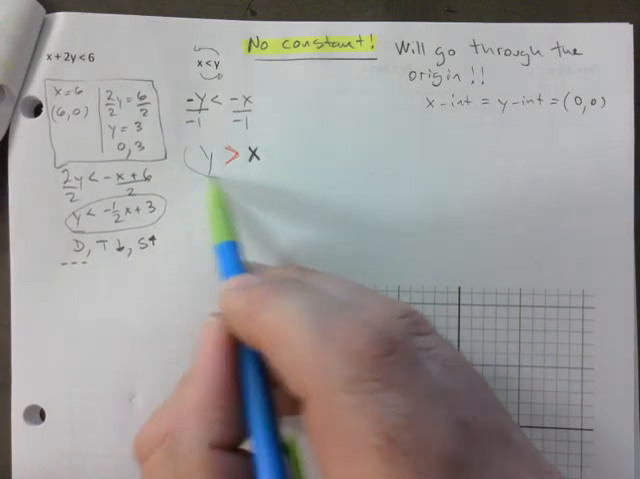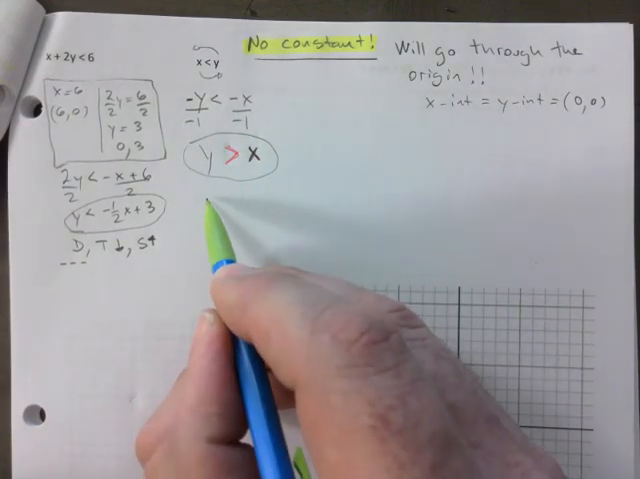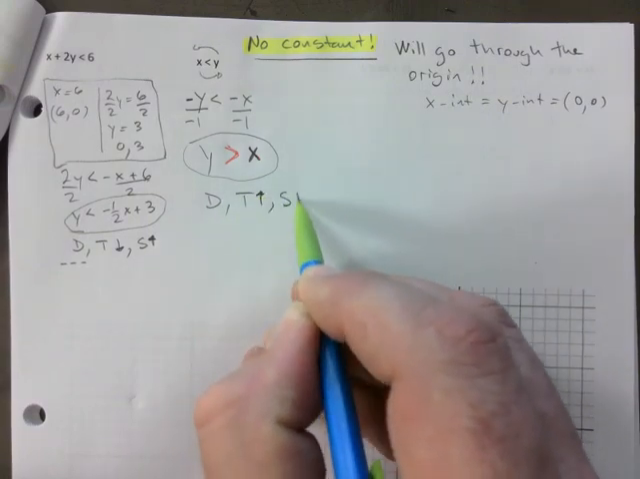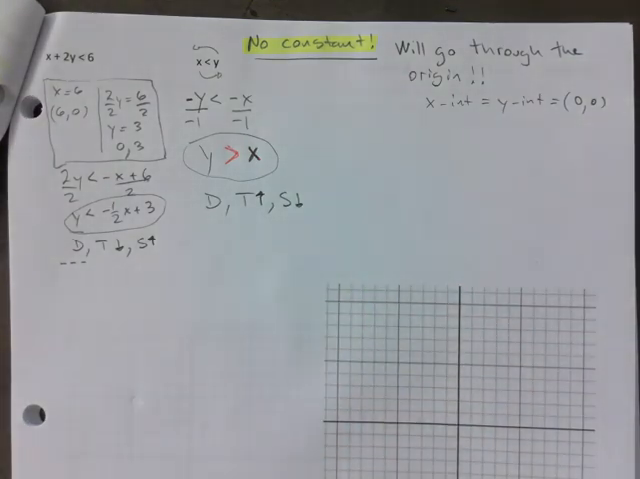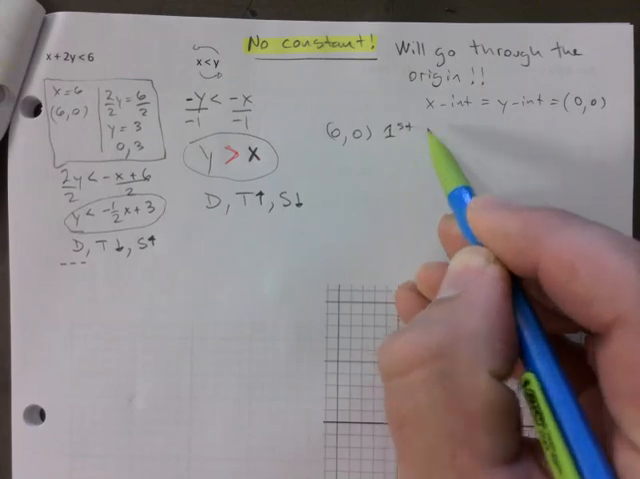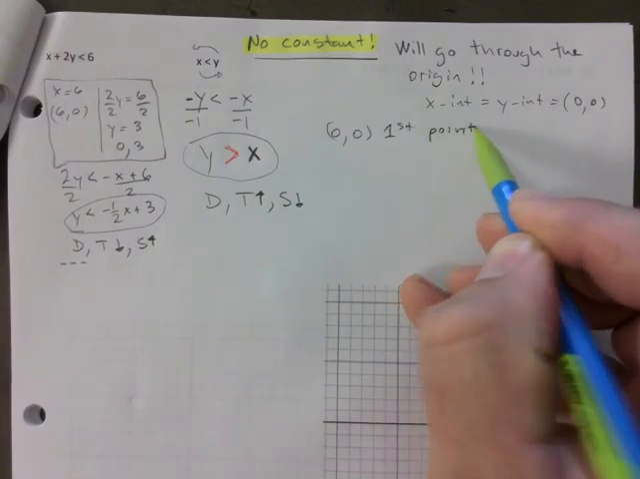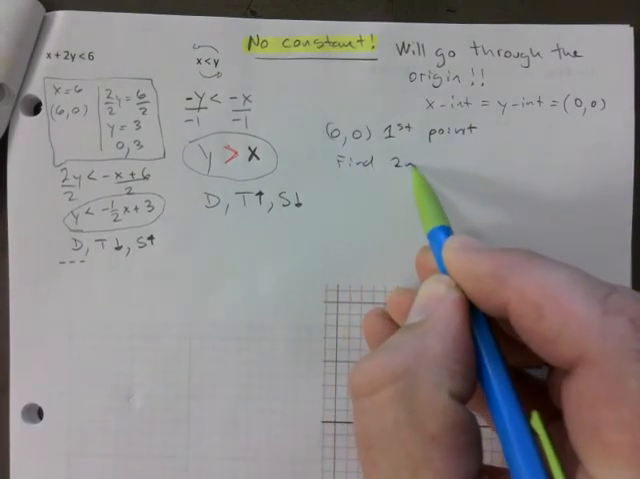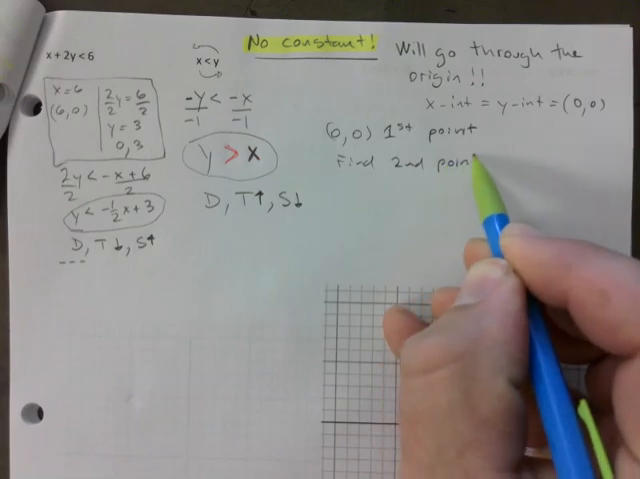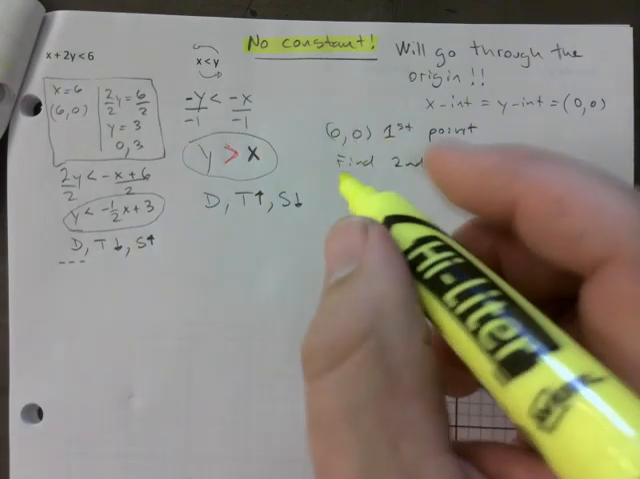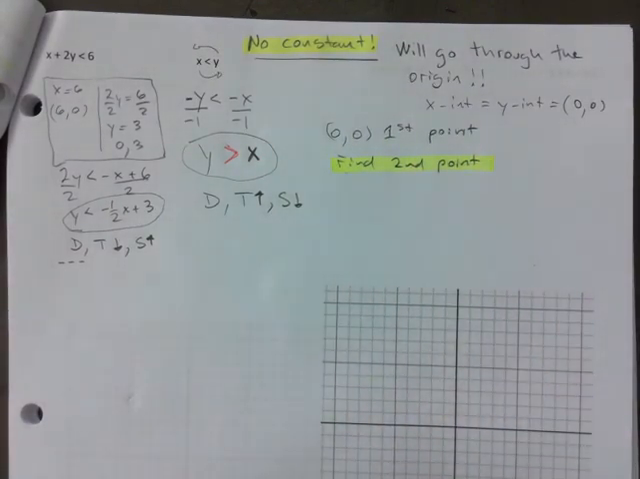So this is what you want. This is the rewritten form, and this would be dashed. True is above. We shade below. So that part is still there. So what I do is 0, 0 is the first point. Okay, we're going to have that on our graph for sure. Find second point. This is the trickier part right here. You have to find a second point somehow.